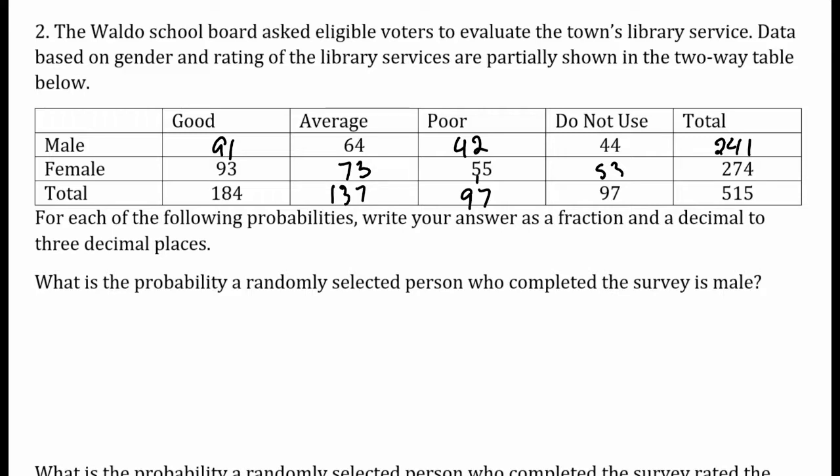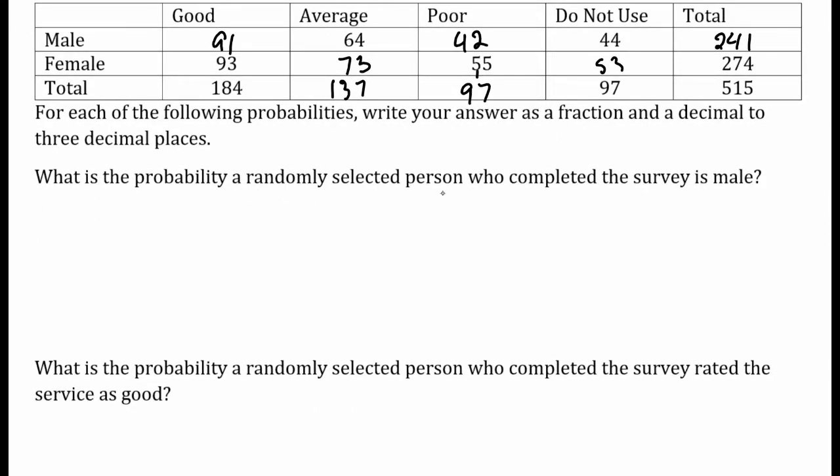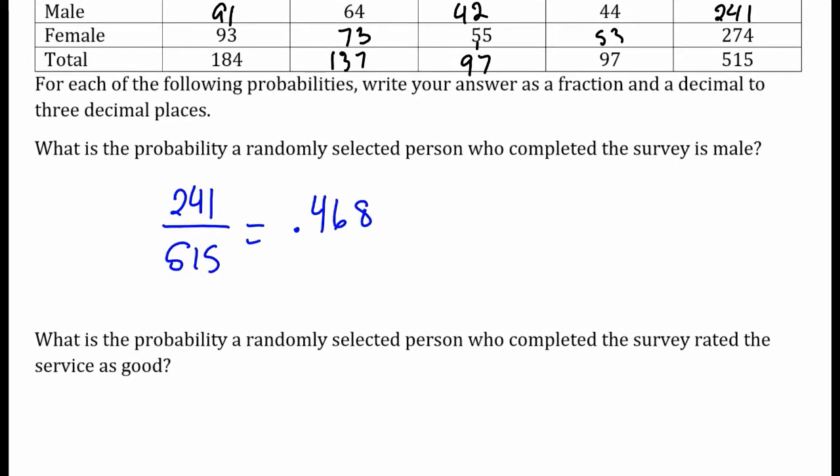So for each of the following probabilities, write your answer as a fraction and a decimal to 3 decimal places, so to the nearest thousandth. What is the probability a randomly selected person who completed the survey is male? So I'm picking anyone who did the survey, and I want to pick them to be male. There's 241 out of 515. So that's it as a fraction. I now need to get a decimal approximation for that. So type that into your calculator, and you get 0.4679, so I'm going to round that up to 0.468. Notice that I didn't make it a percent because it said as a decimal to 3 decimal places.